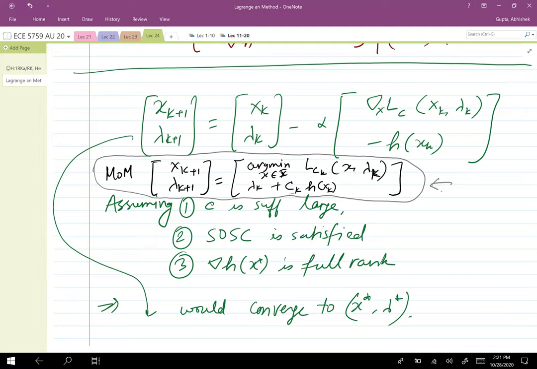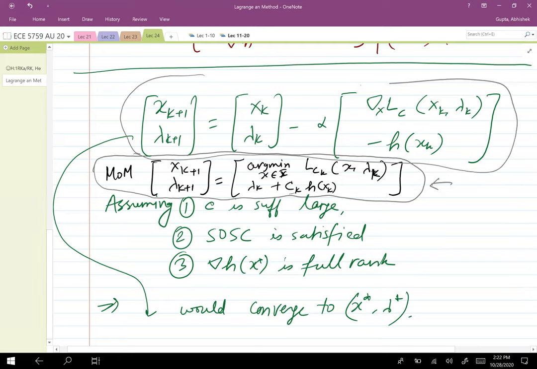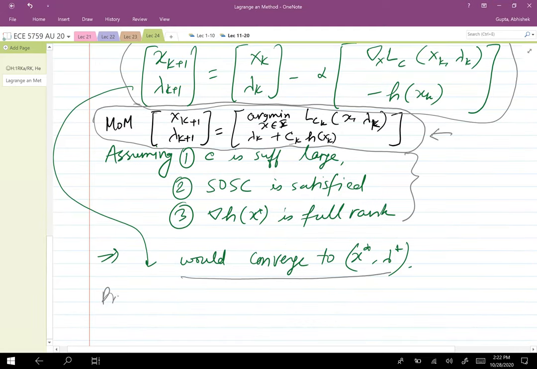And then we talked about the Lagrangian method. The idea in the Lagrangian method is you come up with an iteration, but then you have to prove that the iteration would converge, not to the optimal solution, but to a point that satisfies the first order necessary conditions for optimality. And in order to do that, we studied the Banach contraction mapping theorem. And we showed in today's class that one can use the contraction mapping theorem to identify conditions under which the given algorithm would converge to a point that satisfies the first order necessary conditions for optimality. So this method is one such method where we can come up with some sufficient conditions and show that it would converge to x star, lambda star. And the proof is the contraction mapping theorem.